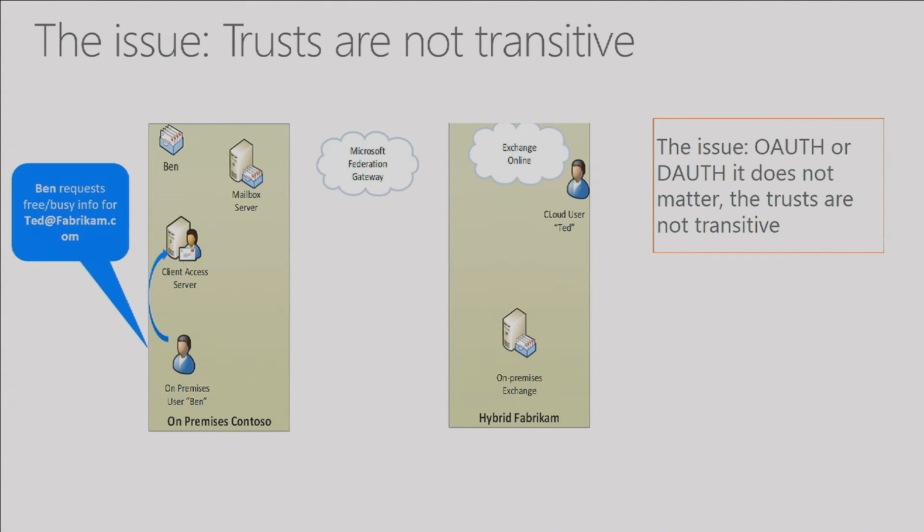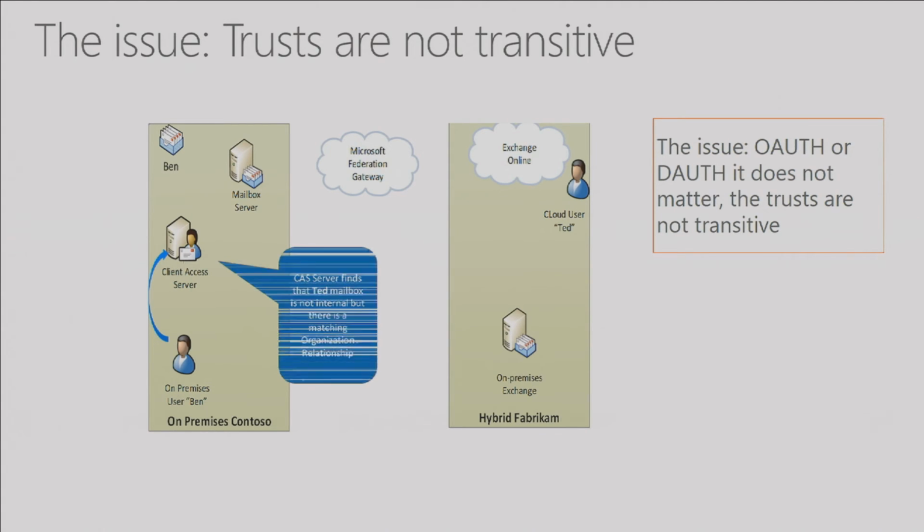When Ben's looking up free busy for Ted, we're using kind of the same equation here. You have an on-premises user in Contoso looking up free busy for a Fabricam user that's been moved to Office 365, Ted, okay? When that happens, that free busy request goes to the client access server or the mailbox server or whatever server, depending on the version of Exchange you're using, whatever server's running the availability service, okay?